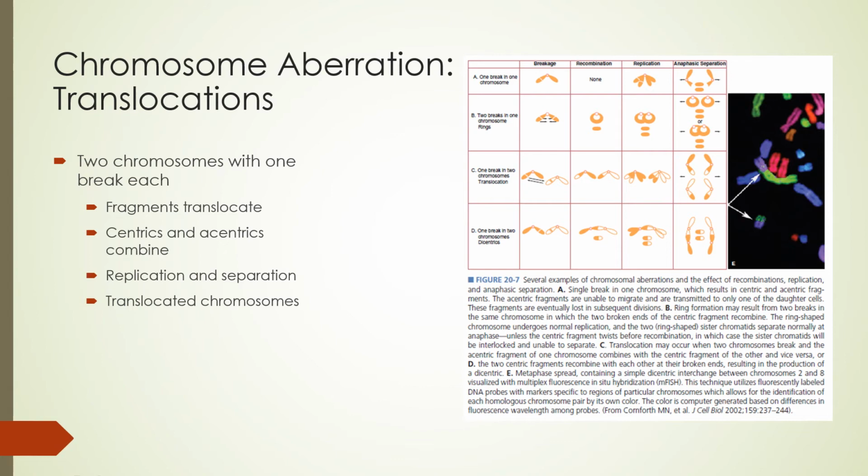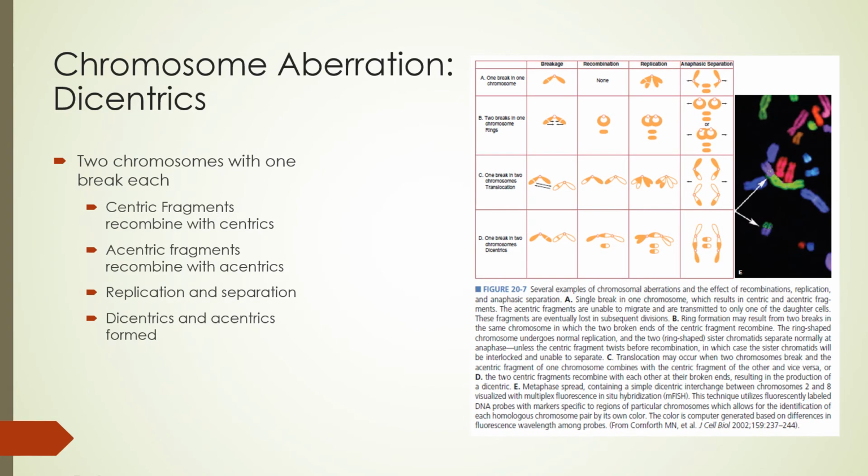This type of aberration does not generally lead to cell death, but it's thought that it could lead to a normal cell becoming cancerous. The last row, D, demonstrates a type of chromosome aberration called a dicentric.